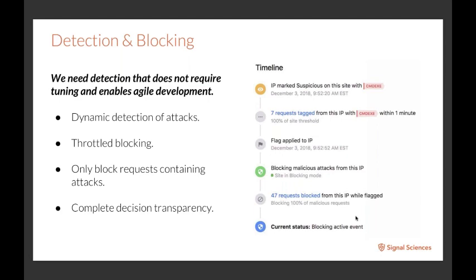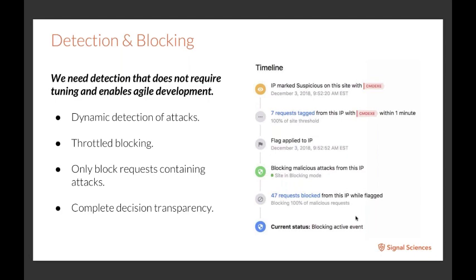And then only blocking requests that contain attacks, right? You don't want to block an IP outright because that IP could be fronting a mobile gateway or corporate proxy. You don't want to lose all those legitimate users behind that proxy just because there's one bad actor behind that. So only blocking the requests that contain the attacks.